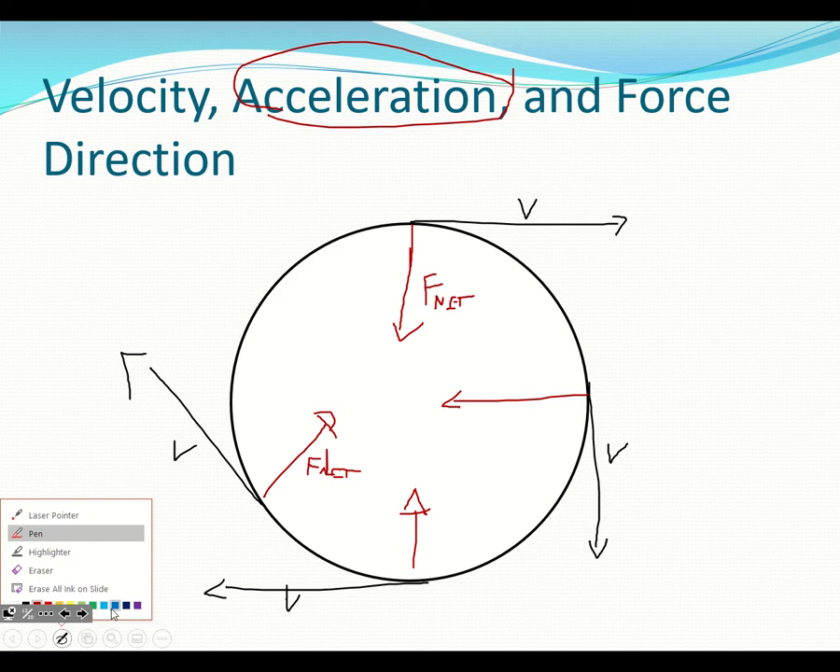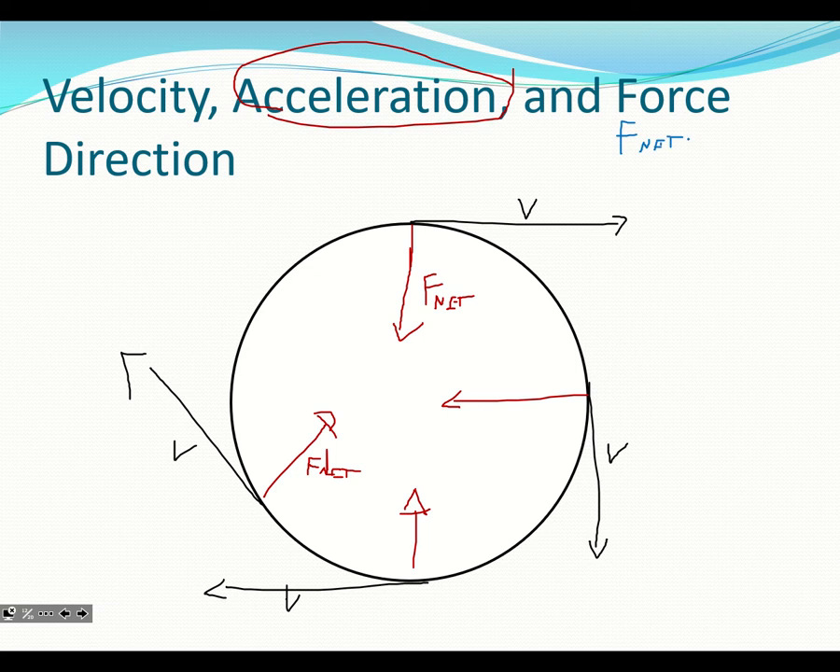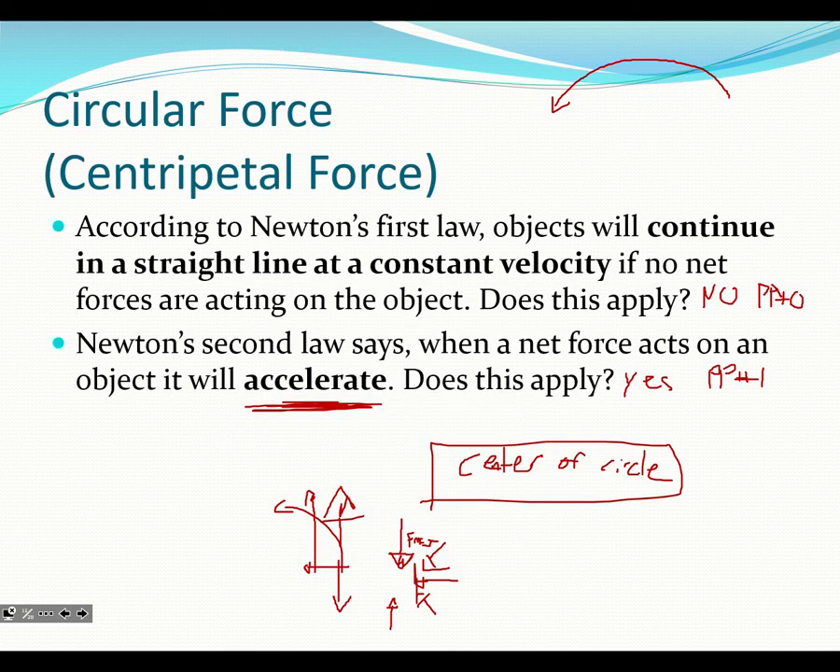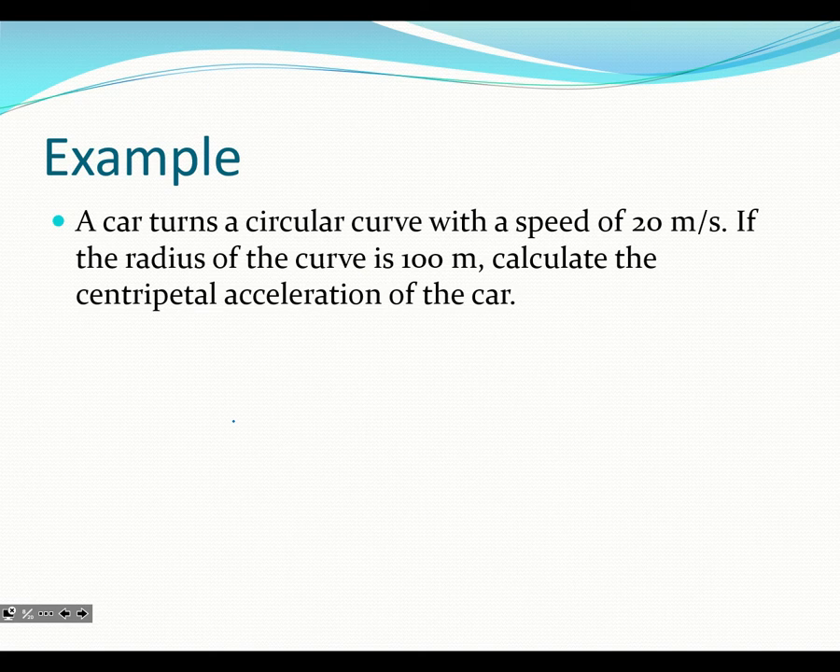So we never gave a direction with acceleration, but remember that F net is equal to ma. Force is a vector, acceleration is a vector, but mass doesn't have any direction. So that means that my acceleration and my force have to be in the same direction. So my acceleration is also towards the center of the circle as well. Okay. So acceleration and force are towards the center of the circle. Velocity is always at a tangent. And if I go back to that example that we did over here, calculate the centripetal acceleration of your car, the direction would be towards the center.